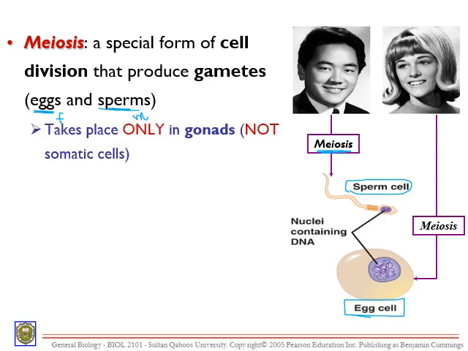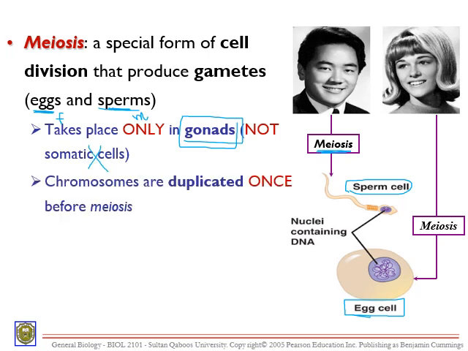Okay, now where does it take place? It takes place in the gonads. What are gonads? They are the sexual organs. Testes in male and ovaries in female. It never takes place in somatic cells. Now the chromosomes are duplicated only once before meiosis. Remember where, or when, does the DNA get duplicated? It gets duplicated in the interphase. Interphase.